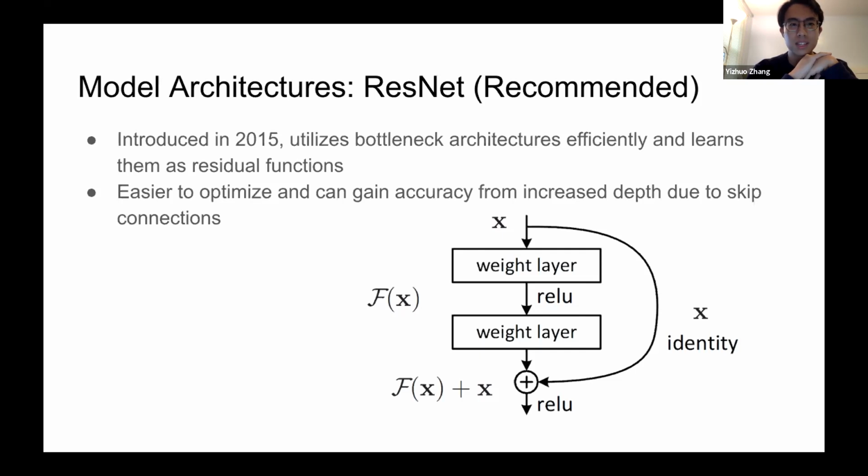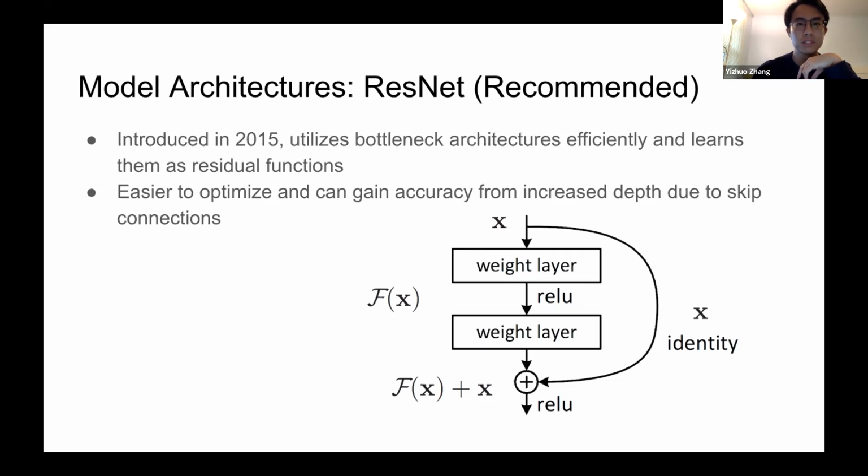So the outcome is that it is easier to optimize this network because the loss can go backward more efficiently, even when the network is very, very deep. And the accuracy of this ResNet in 2015 was incomparable. It was the highest. And even today, it is the most widely used backbone network for visual tasks.